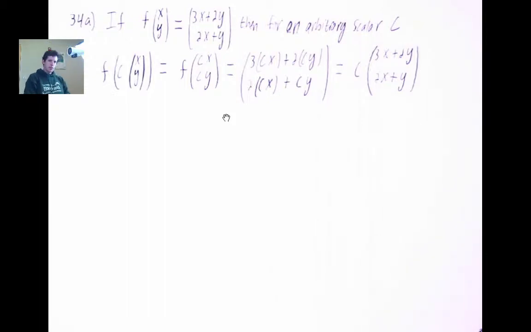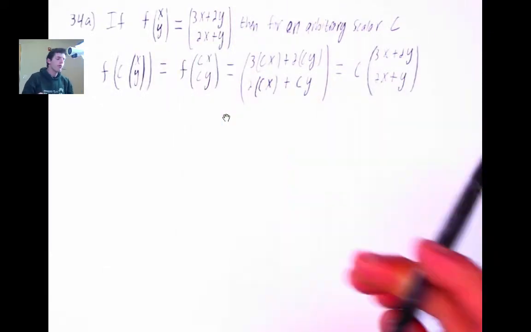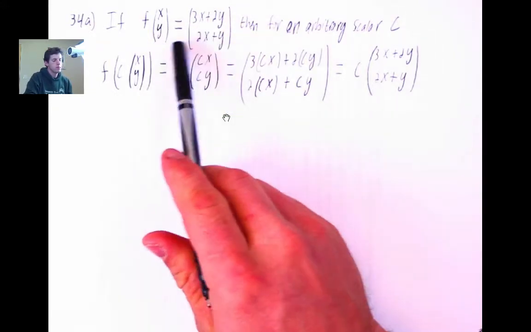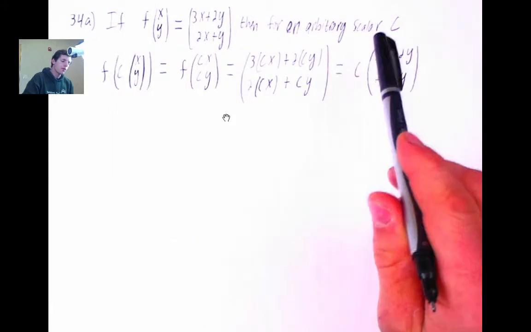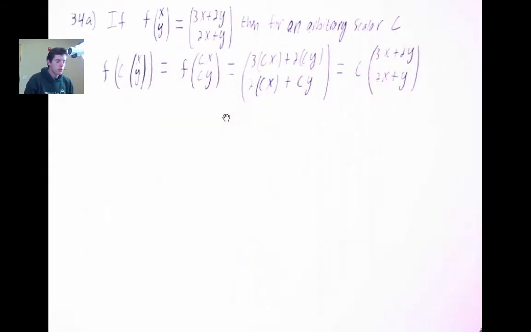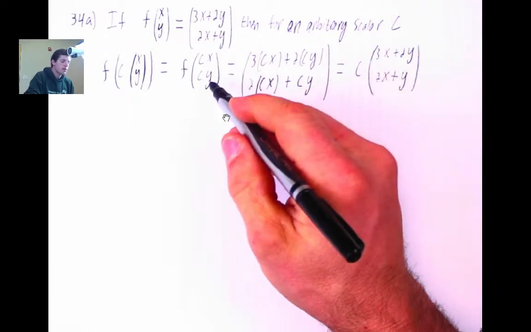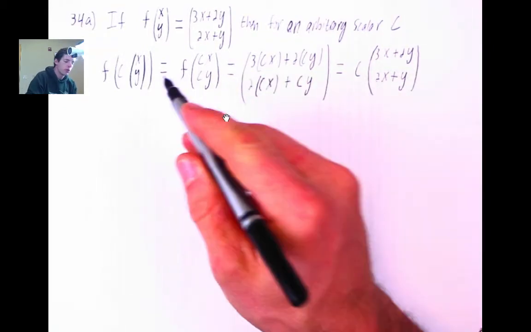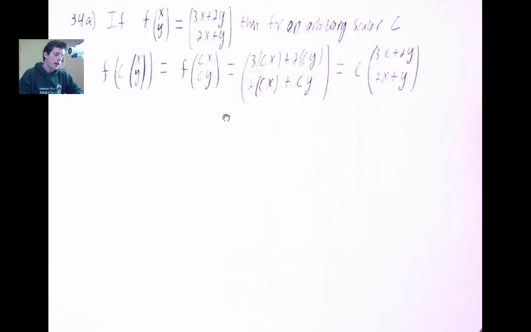Alright, having built up a little bit in our ability to check for homogeneity and additivity, let's test this function right here for homogeneity. I'm going to say if this function is algebraically defined this way, then for an arbitrary scalar c, f of c times (x, y), well, look, (x, y) is an arbitrary vector, is f of (cx, cy), using the rules for scalar multiplication of a 2-vector.